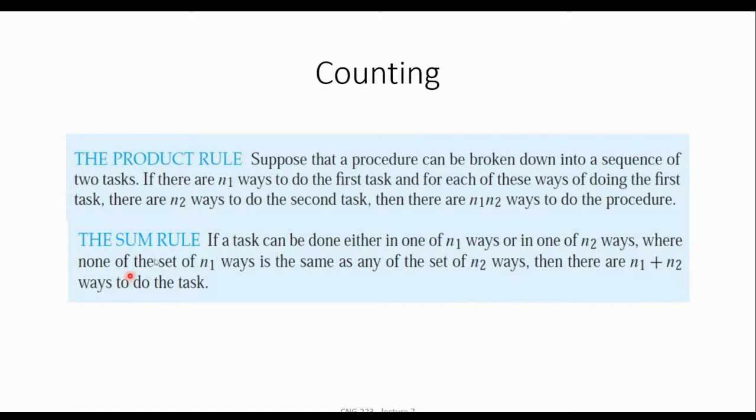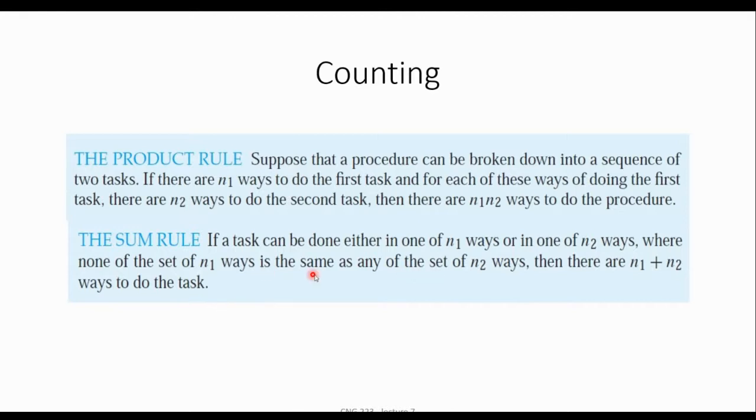And the sum rule is very similar to disjunction. It means that instead of and, we have or. If a task can be done either in one of n1 ways or in one of n2 ways, where none of the set of n1 ways is the same as any of the set of n2 ways, then there are n1 plus n2 ways to do the task.